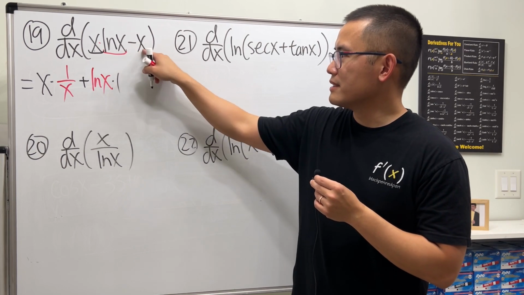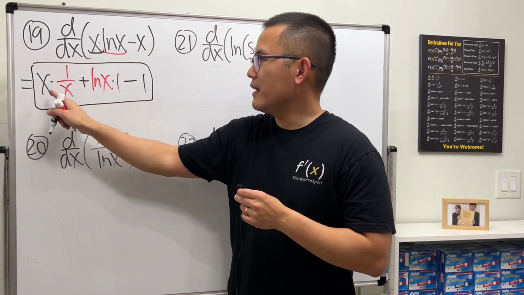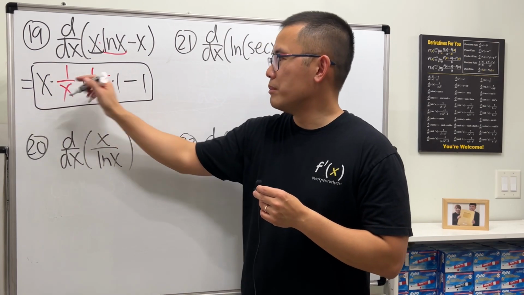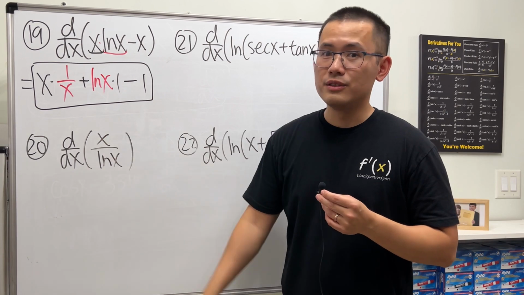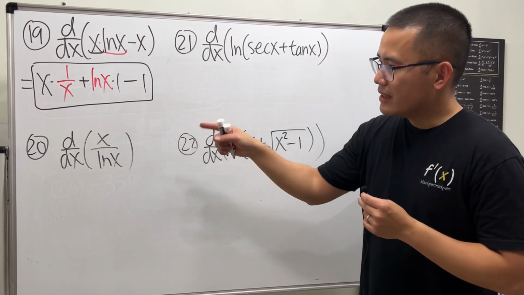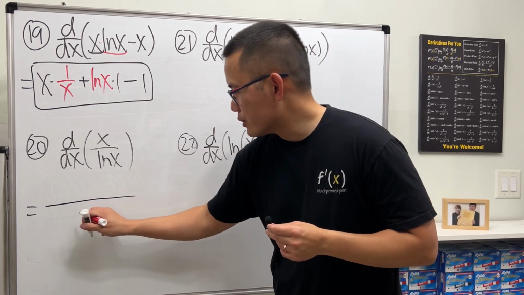The derivative of minus x is minus 1. So that's it. And in fact, they cancel out to be 1. 1 minus 1 is 0. And finally, this right here gives you the answer, just ln x. Now for number 20, we will need the quotient rule. So I'm going to square the bottom.